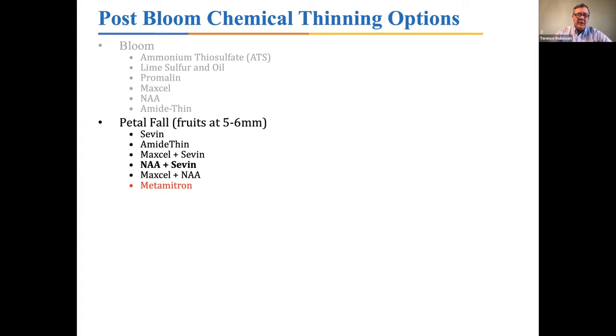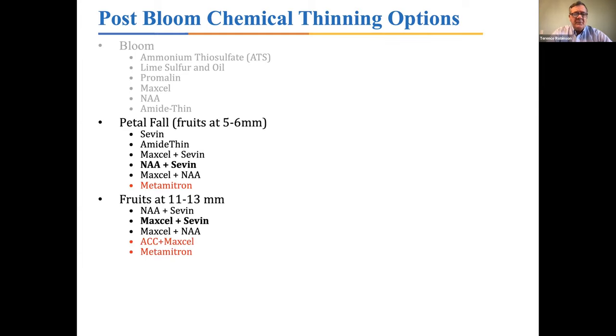The highlighted one, NAA and Sevin, is the one that I like the best out of all of those options. At the main thinning window of 10 to 12 to 13 millimeters, we generally use the combinations of hormone thinners and Sevin. So NAA and Sevin, Maxcel and Sevin, Maxcel and NAA.